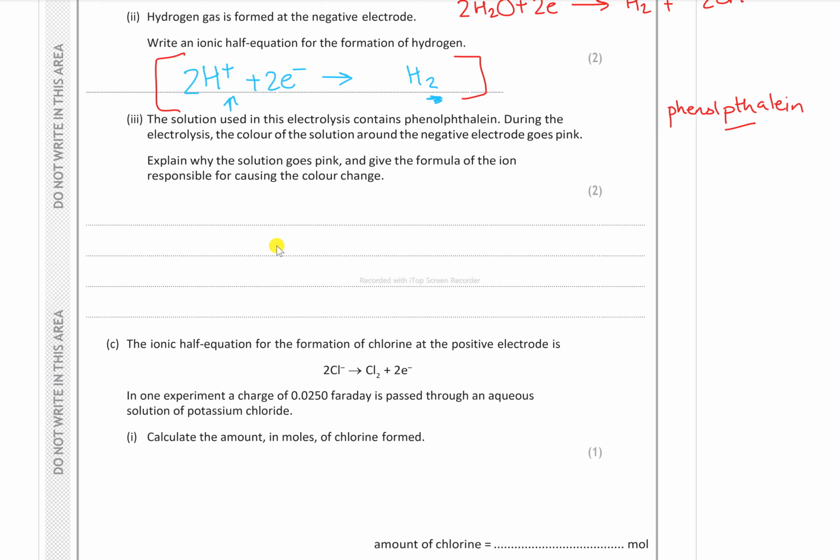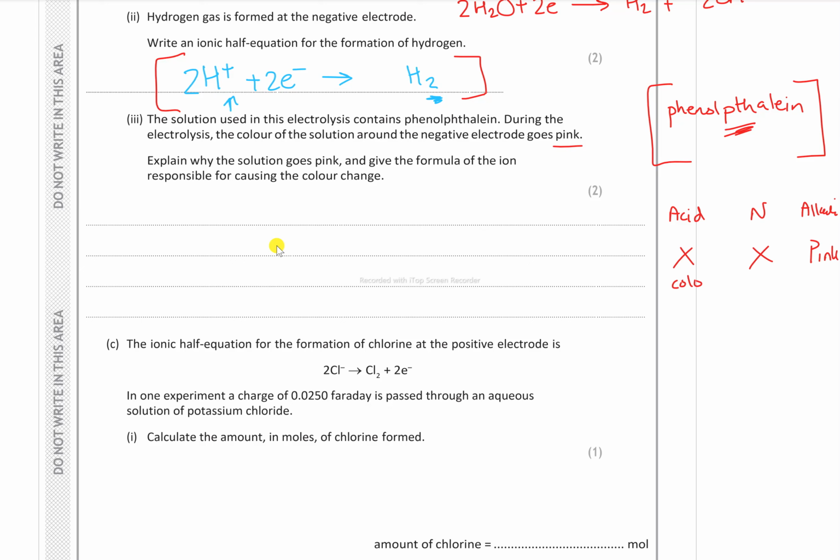I say phthalein so I can spell it. Phenolphthalein. I think that's what I've heard some YouTube tutors say. Phenolphthalein. The solution goes pink. So the way I write it is I write acid, neutral, alkali.